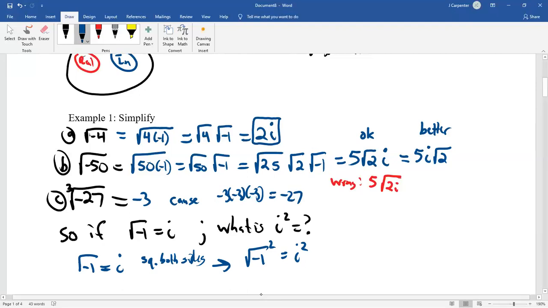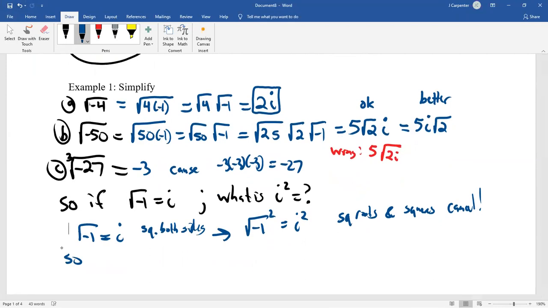Well, we can definitely simplify the left side, because we've been saying in this class a little bit so far that square roots and squares cancel. Just like cube roots and cubes cancel. So all of this is going to cancel itself out, basically, and we're just left with the inside, which is negative 1. So negative 1 is equal to i squared.